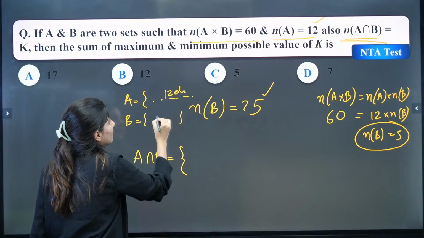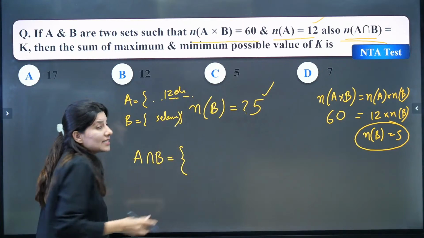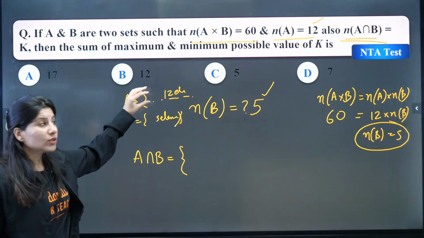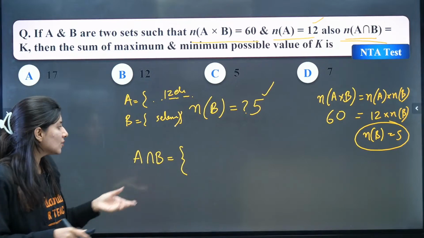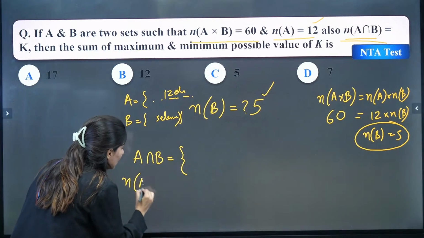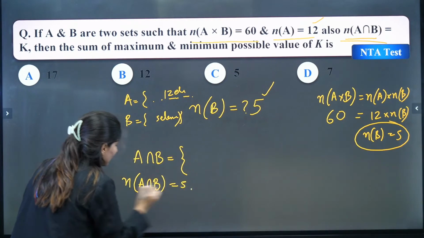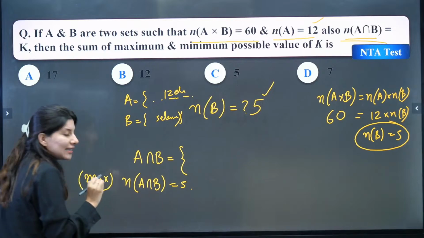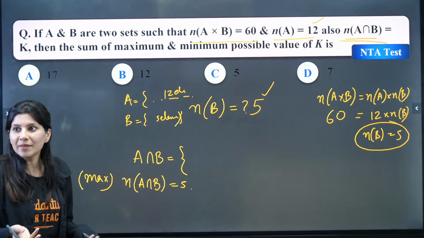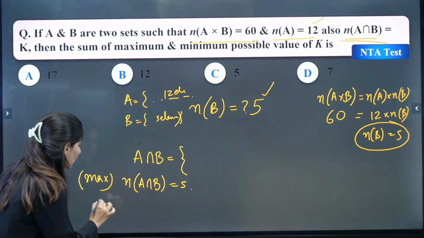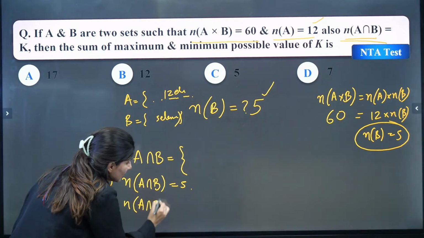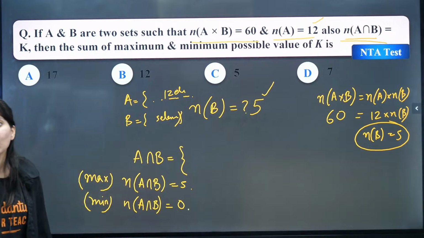12 elements, 5 elements. The maximum case will be where both sets have the maximum common elements. So that would be 5. All 5 elements are common. So the maximum value of A intersection B will be 5, not more than that, because B has 5 elements. We can't have 6 common elements. And what about the minimum value? For the minimum value, A intersection B can be null. That means those 12 elements are absolutely different from these 5 elements.